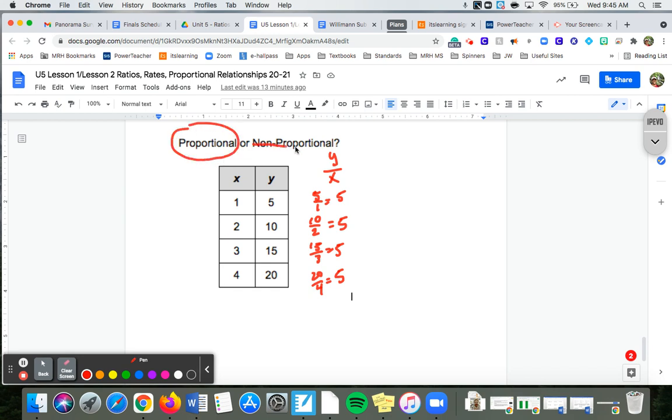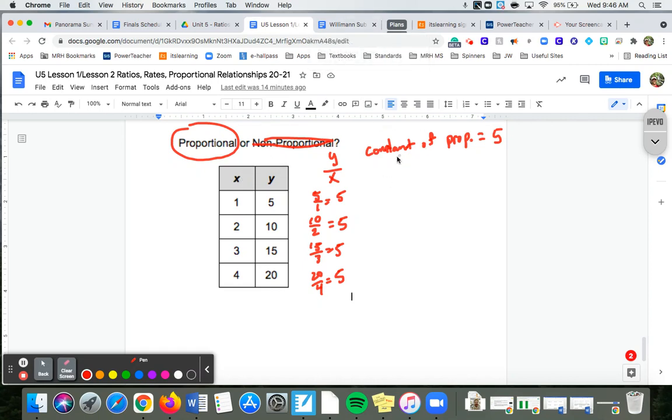Because of this, I know that whatever I have for x, I can just multiply it by 5 to get y. So 1 times 5 is 5, 2 times 5 is 10, 3 times 5 is 15, 4 times 5 is 20. So this is proportional. The unit rate, also known as the constant of proportionality, here would be equal to 5. That's your constant of proportionality, which is what y divided by x is, or again, what am I multiplying x by to get y.